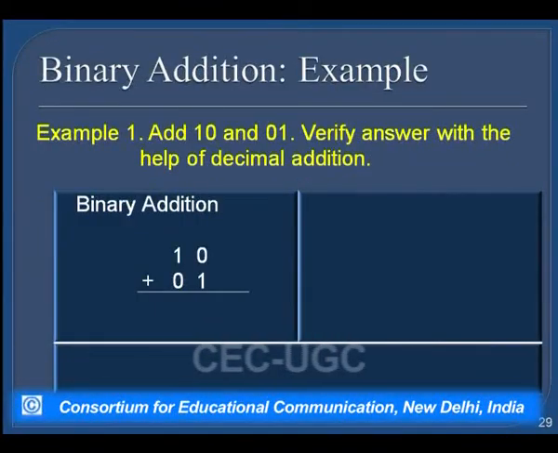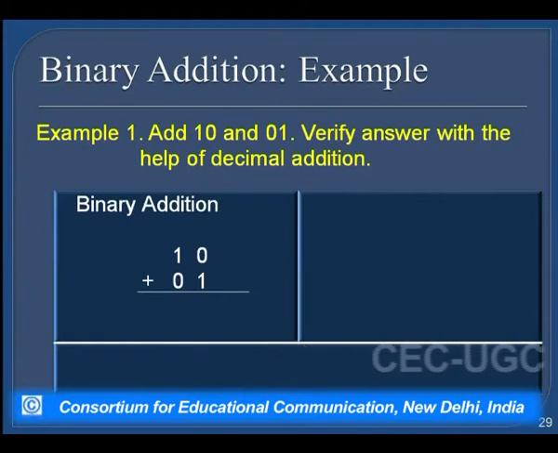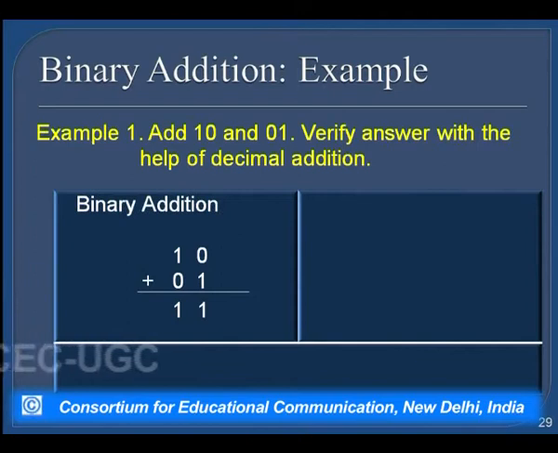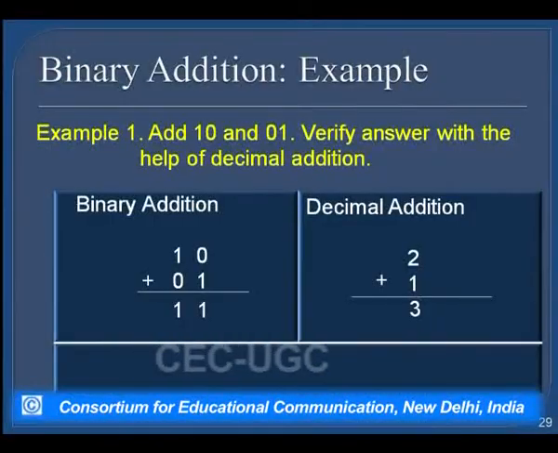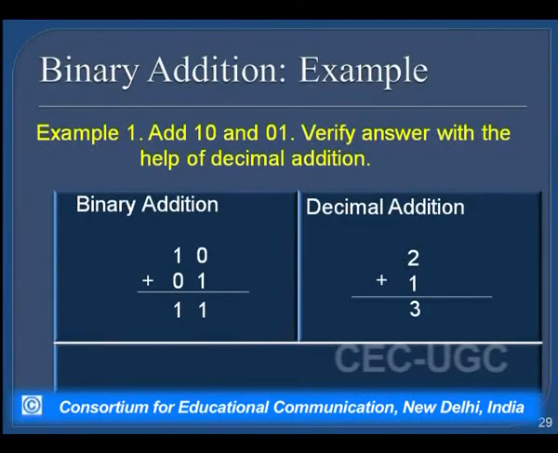So let us take a very simple example where we have two binary numbers, 1 0 and 0 1. Now what we do is we start from the rightmost side, so 0 plus 1 is 1, and then there is no carry, so 1 plus 0 is 1. So the answer is 1 1. Now to check whether we have got the right answer or not, we see the decimal addition. 1 0 is the decimal number 2 and 0 1 is decimal number 1, and if we add we see 3. So that means we have got the right answer.